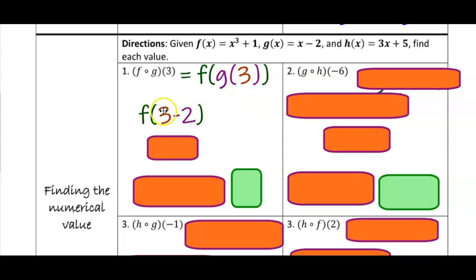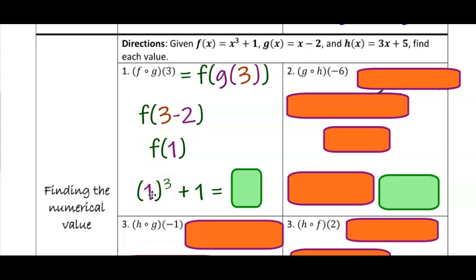When I plug in 3 into g, g is x minus 2, so I get 3 minus 2. 3 minus 2 is 1. Now I'm going to take the number 1 and plug that into f of x. When I plug in 1 into f of x, I have 1 cubed plus 1. 1 cubed is 1, plus 1 gives you an answer of 2.